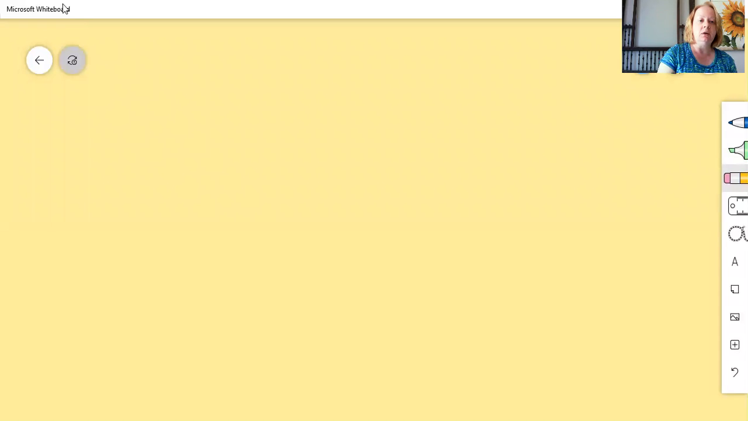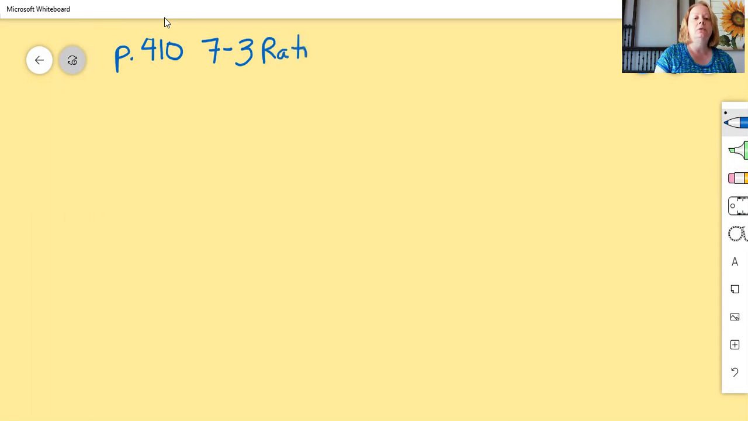Okay, so we're on page 410 here. And we're going to talk about rational exponents. This is section 7.3. So go ahead and follow along and take some notes and work with me as I am writing down some examples. So rational exponents.